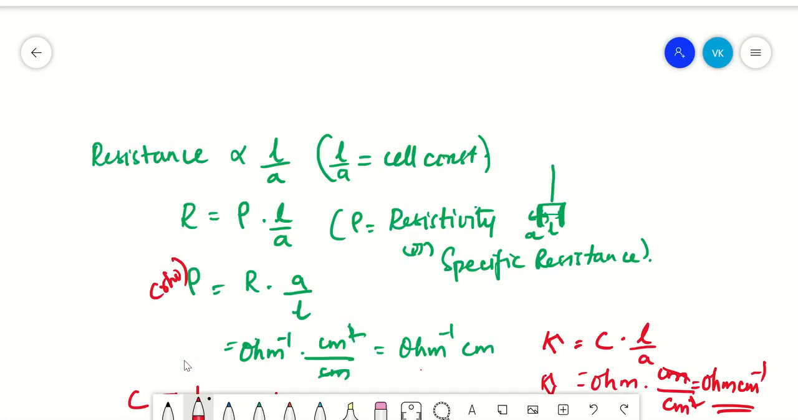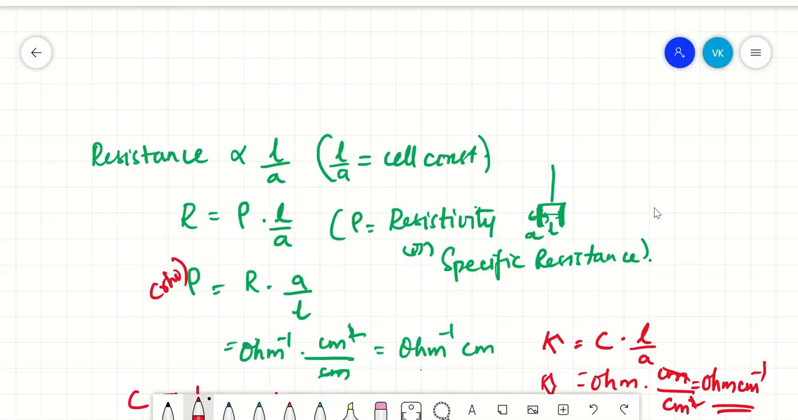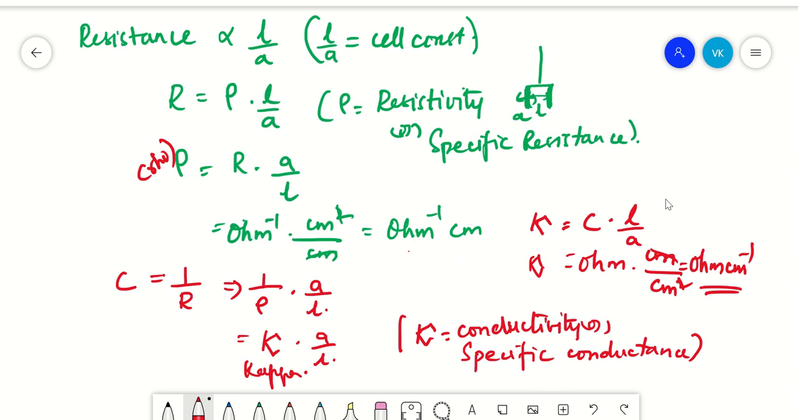What is resistance, what is conductance? These are also very important terms that are involved here, right? What is resistance? Resistance is directly proportional to L by A. L by A is nothing but cell constant. We call this the cell constant.